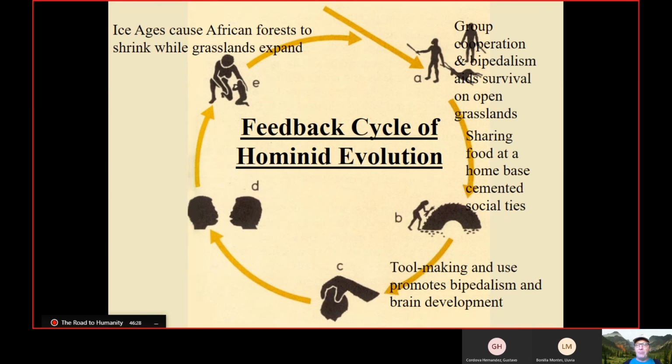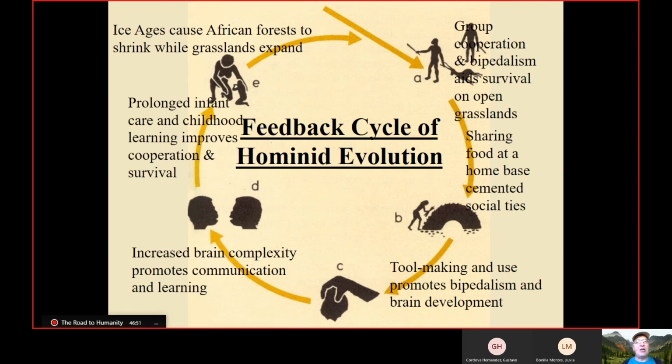And that would promote keeping our hands free, so it would promote standing on two legs, bipedalism. It would also promote brain development as we were improving our hand-eye coordination. As our brains got more complex, we would have better communication and extended learning. And that would carry on through this long time of infant care and childhood development, which would improve cooperation and survival. And all of these really should have arrows pointing to each other, showing the feedbacks.